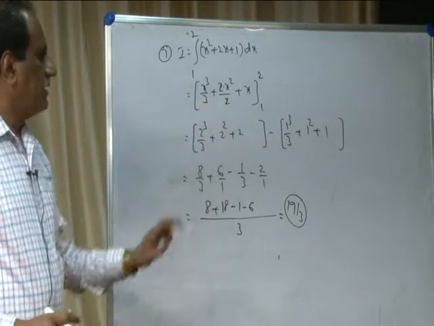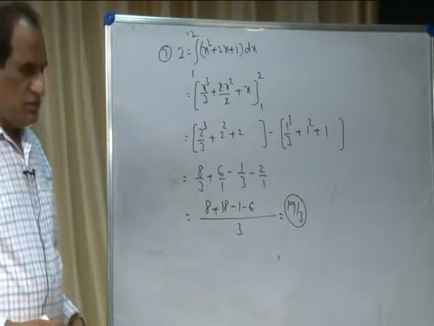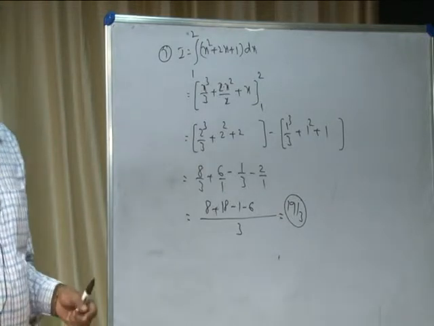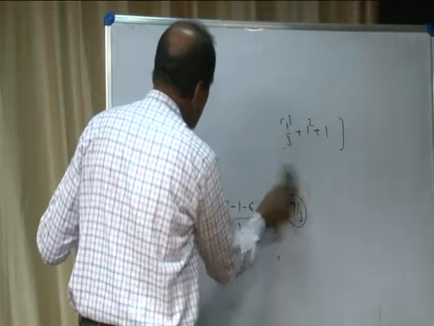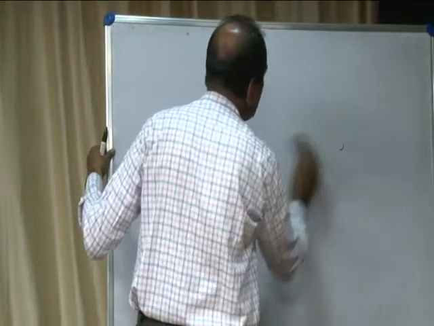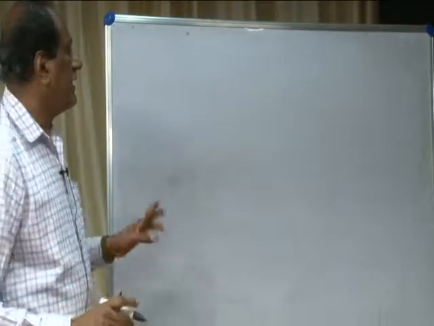After integration, apply the upper limit and lower limit and simplify. So, this is the final answer for the given definite integral. In the next class I am going to consider some problems consisting only of trigonometric functions in the integrand.